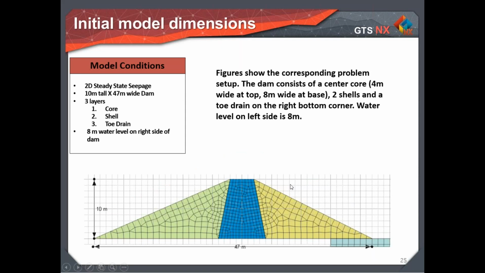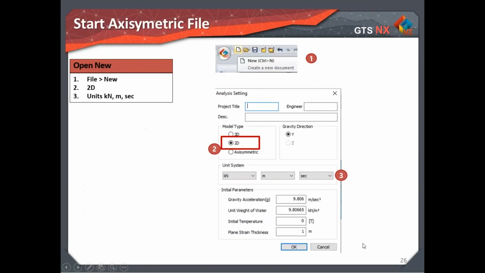So this is, again, a direct comparison to one of their tutorials. Here are the dimensions of the embankment. And we see that we have like a toe at the bottom right. So different to last time, we're actually now working on a 2D, not axisymmetric case. But you, again, when you start a new file, you select which model type you want to work in.